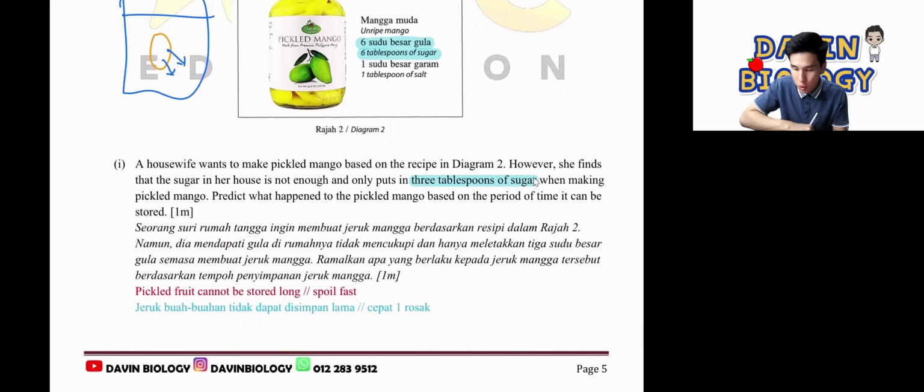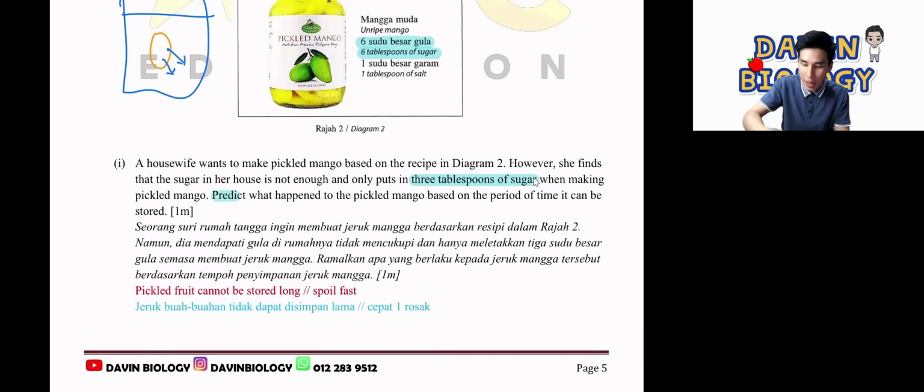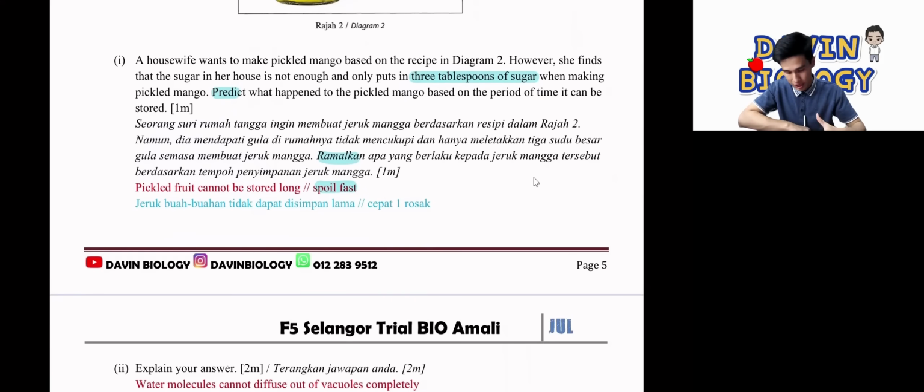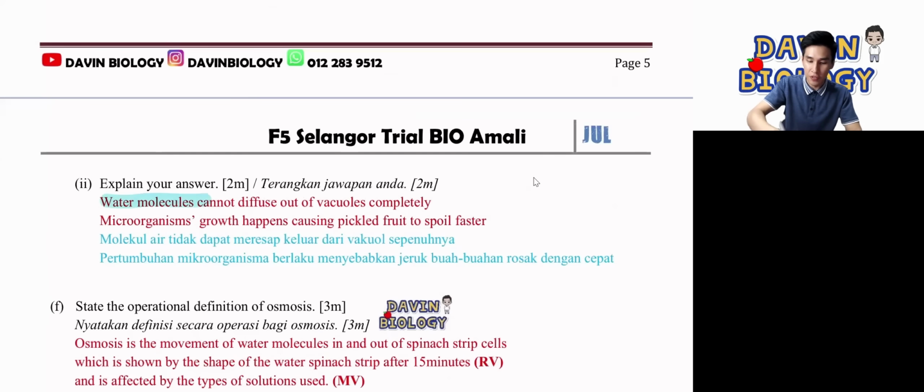So they ask you to predict, ramalkan apa yang berlaku to the mango, what will happen to the mango. It means if inside still has water, the bacteria can still survive. So the mango will spoil fast. Basically, this is a bio thing, not really an experiment thingy. So your explanation, I already said, because water cannot diffuse out completely, air tidak meresap keluar dengan sepenuhnya. So therefore, germs, microorganisms can still grow. That's why the thing will spoil.